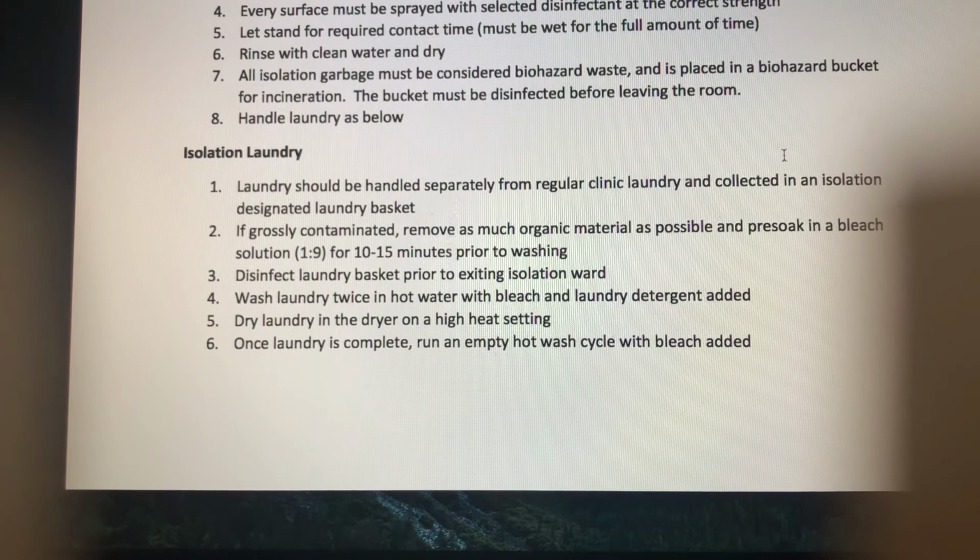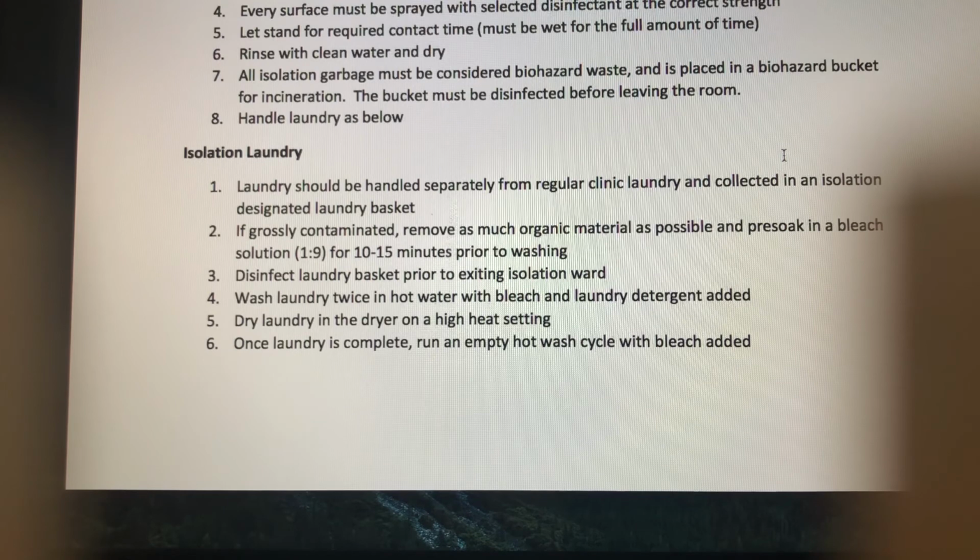So a basket's better. If anything is grossly contaminated, so if any of the blankets have poop or vomit or anything like that on it, we would like to remove as much organic material as possible. So get some paper towel to remove that organic material. That should go into the biohazard bucket too. And we're going to pre-soak anything grossly contaminated in a bleach solution, a 1 to 9 bleach solution, for 10 to 15 minutes prior to washing.